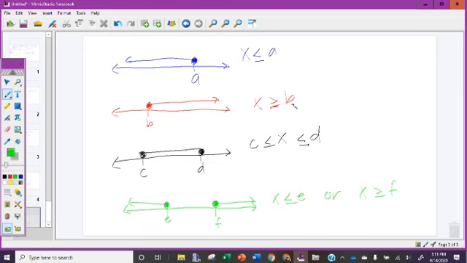So we have single-sided inequalities, we have compound inequalities, and we have a disjoint here. So let me just write: single, compound, and then we have a disjoint. Okay.